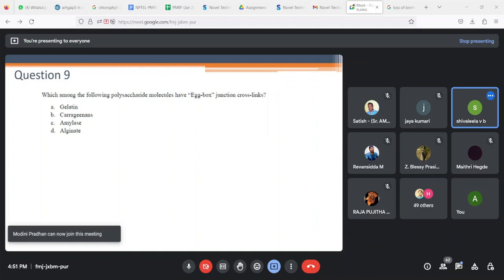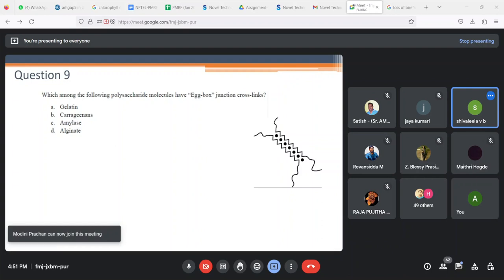B. Alginate. So this is how an egg box junction will look. So this is formed only in the case of alginates. At least among these four options, it is formed in the case of alginates.